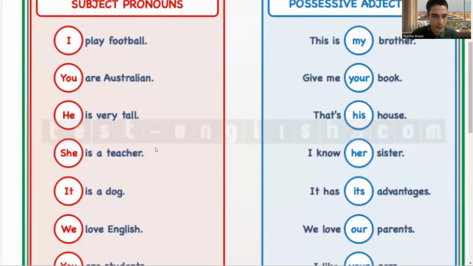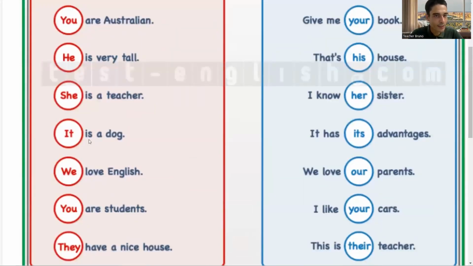So let's proceed. Next one, it is a dog. Verb to be, it is. It has its advantages. Its advantages. It belongs to something, not a person, an object. Objects, things, and animals, we use its. It's television. It belongs to a company, to an institution, to a school. So not a person, but things.